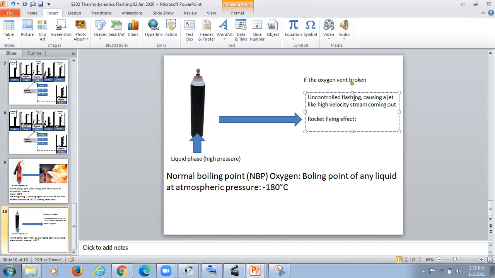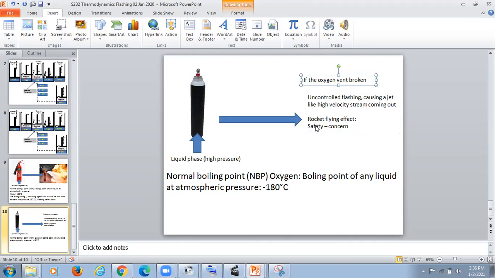And also because of this flashing effect, there is a health and safety concern related to oxygen cylinders. Now you know really. Health and safety concerns are very serious, mainly the safety concerns.